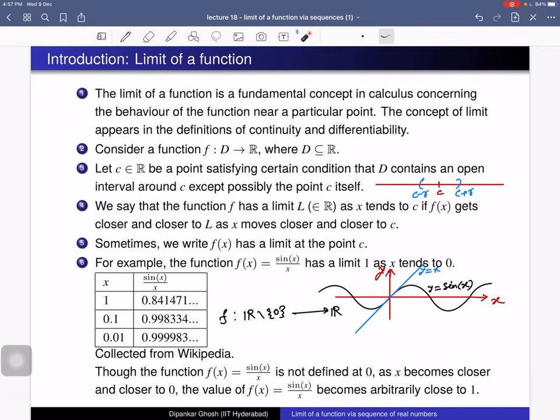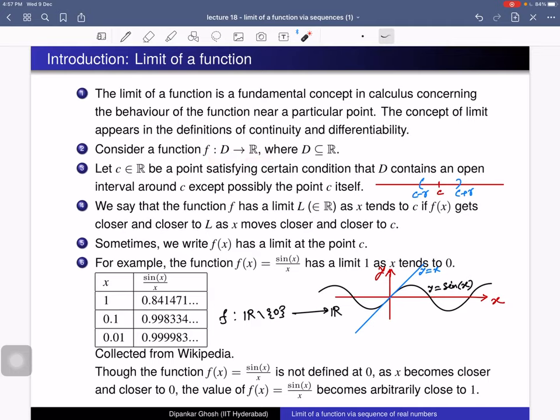The limit of a function is a fundamental concept in calculus concerning the behavior of the function near a particular point. The concept of limit appears in the definitions of continuity and differentiability. So consider a function f from D to R. What is D? D is the domain of this function, and this is just a subset of the set of real numbers. So this is a single real variable, real valued function.